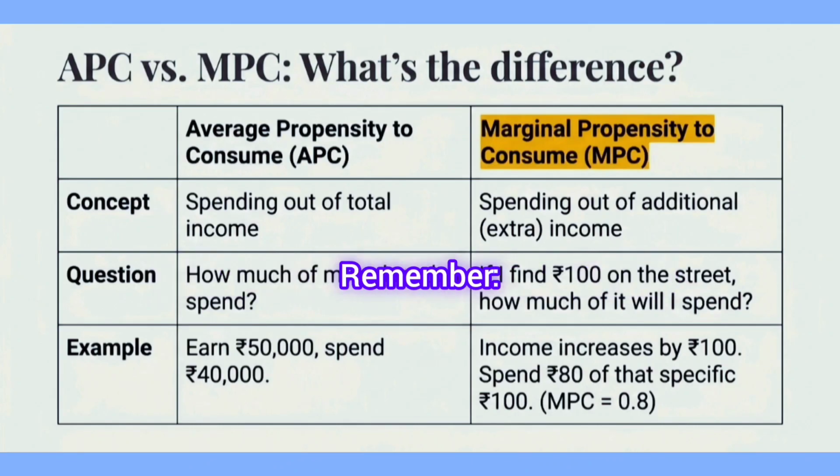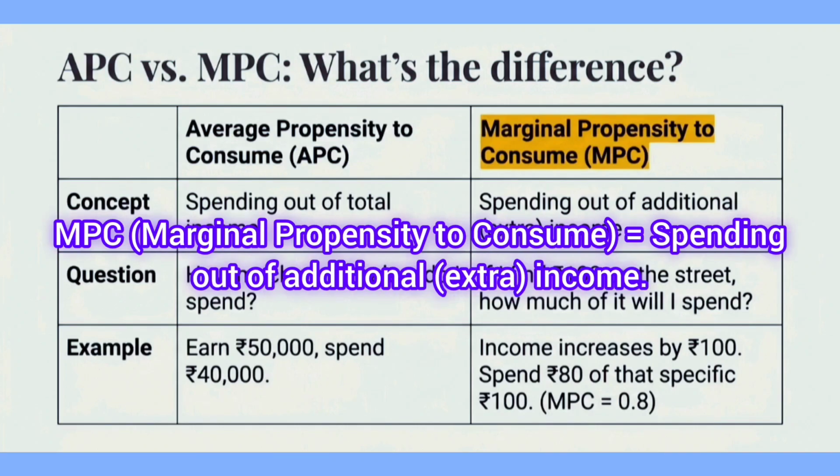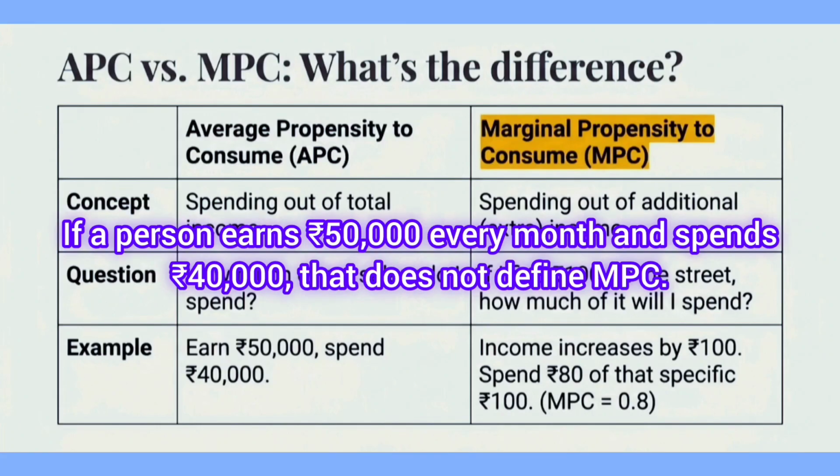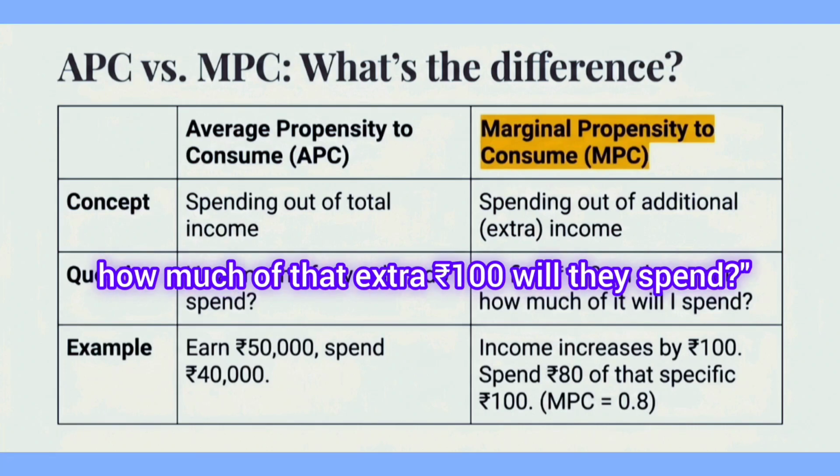Remember, APC, average propensity to consume, is equal to spending out of total income. MPC, marginal propensity to consume, is equal to spending out of additional, extra, income. Here's the difference. If a person earns 50,000 rupees every month and spends 40,000 rupees, that does not define MPC. MPC asks, if this person's income increases by 100 rupees, how much of that extra 100 rupees will they spend?